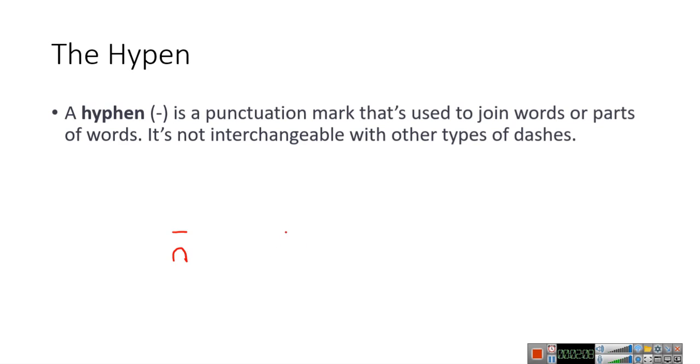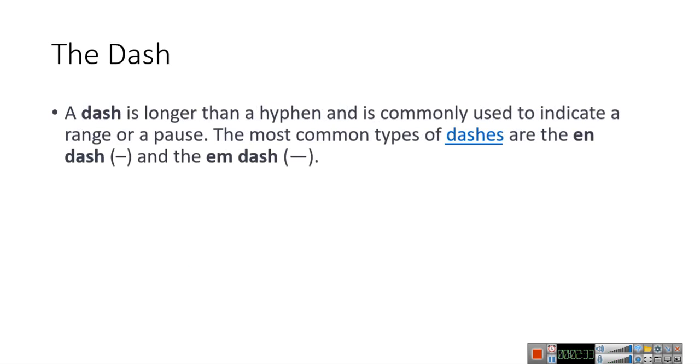Alright. Now we also have the M hyphen. Imagine we have an M, and so the hyphen is larger. It's about the size of an M. If I do this a little bit better, it will be something like that. So this is the M hyphen, and this is the N hyphen. Remember, the hyphen is always short. The dash is longer. So the dash is longer than the hyphen and is commonly used to indicate a range or a pause. The most common types of dashes are the N dash and the M dash.